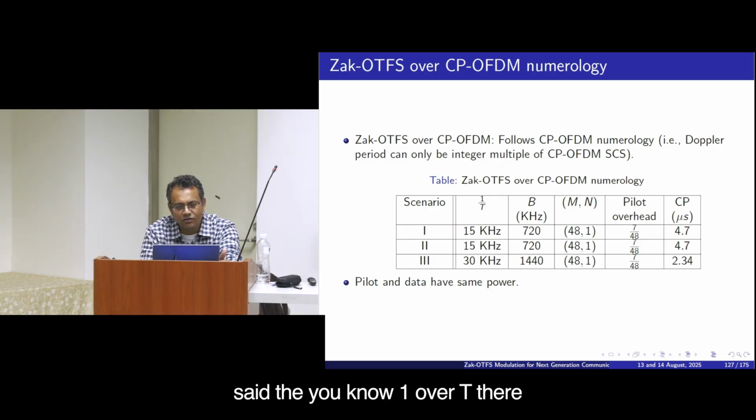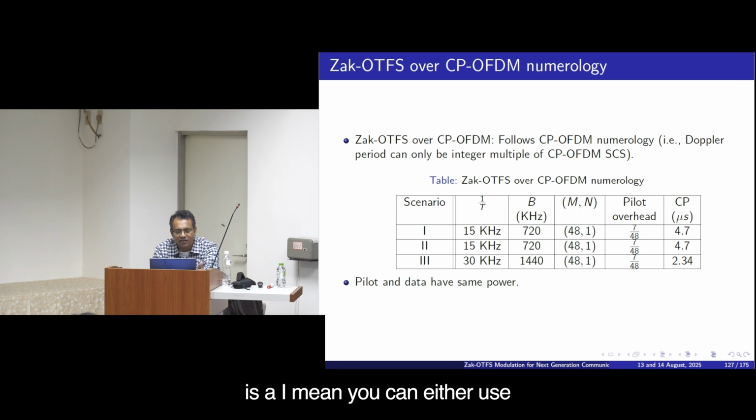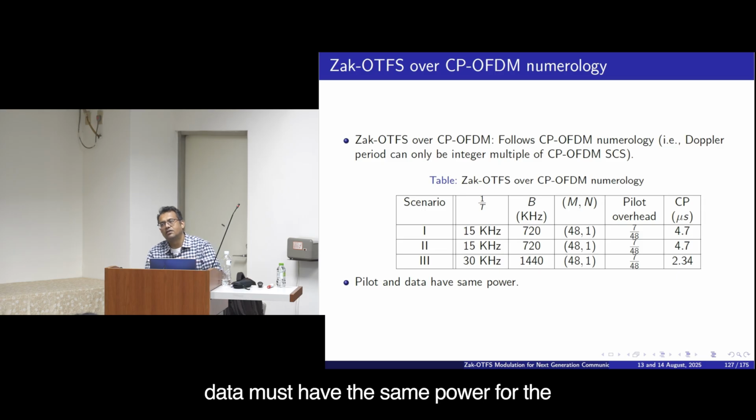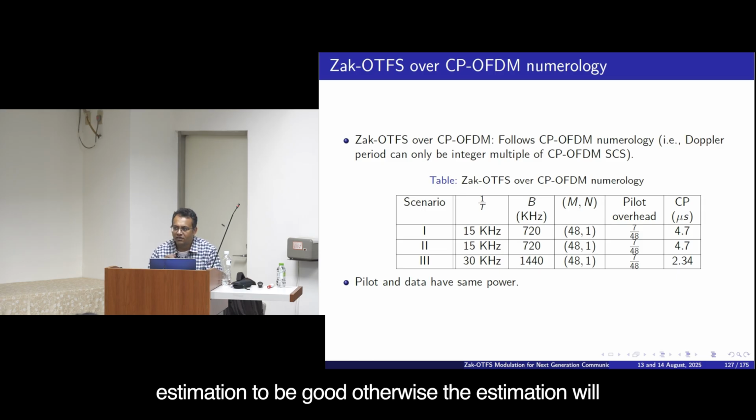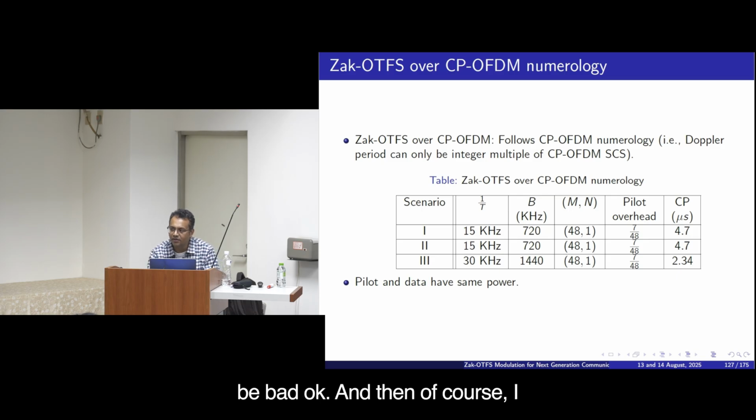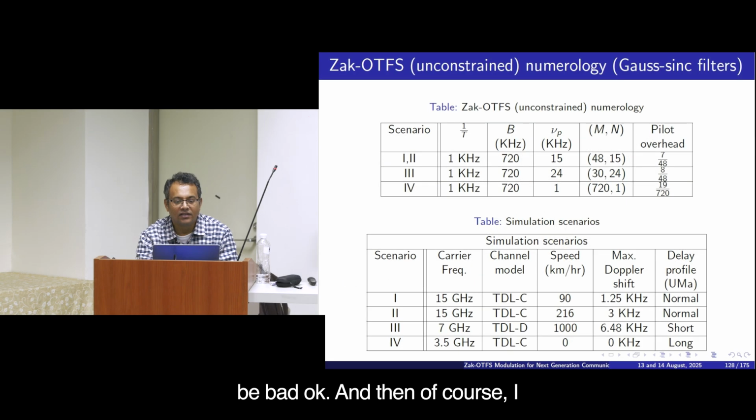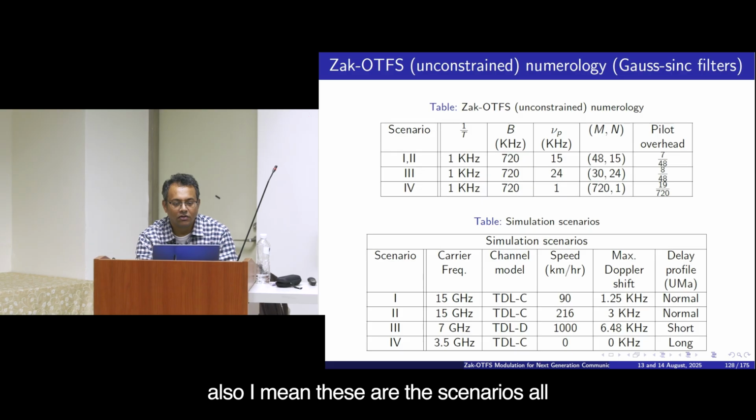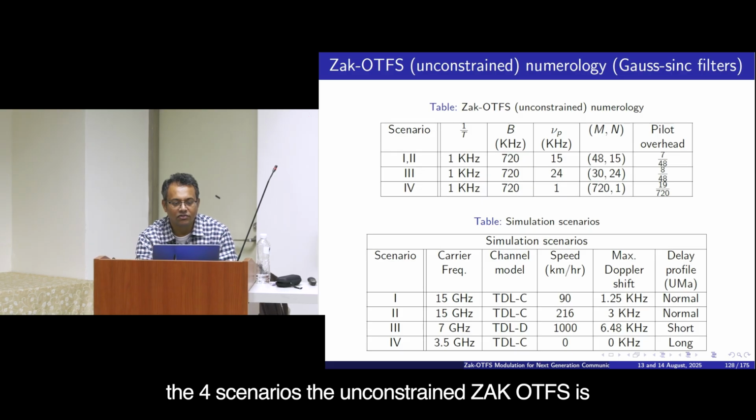As I said, the 1 over T, you can either use 15 or 30 or 60, right. So, for scenario 1 we used 15 kilohertz, and that corresponds to these values of M and N. Pilot overhead is this much. In case of Zach OTFS, we saw that your pilot and data must have the same power for the estimation to be good, otherwise the estimation will be bad. And then of course, these are the scenarios, all the 4 scenarios.